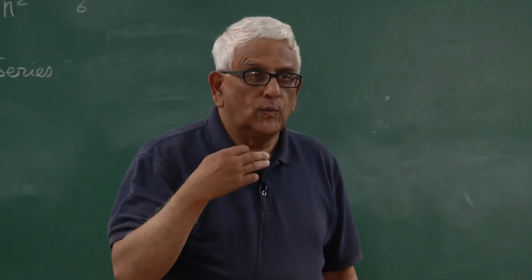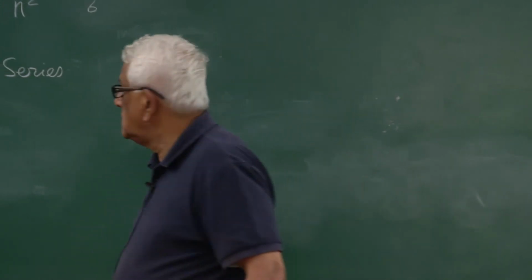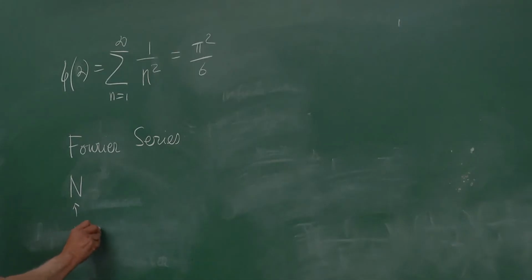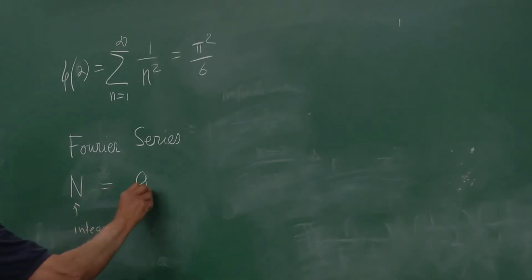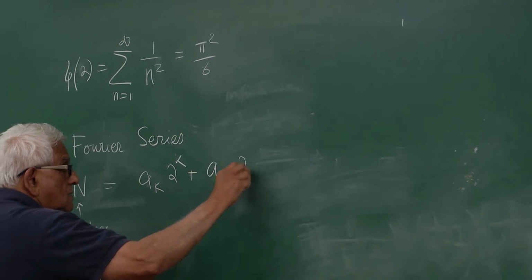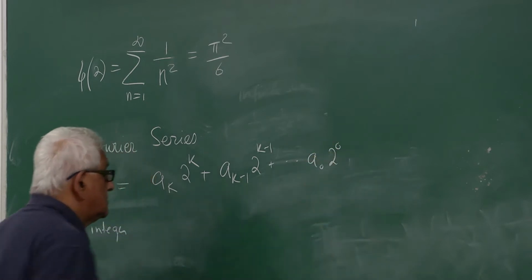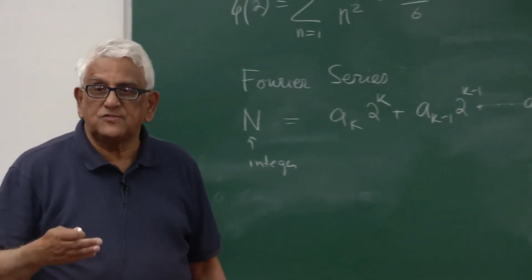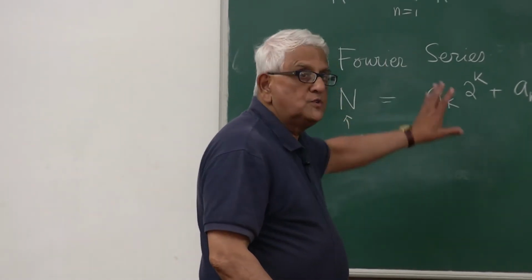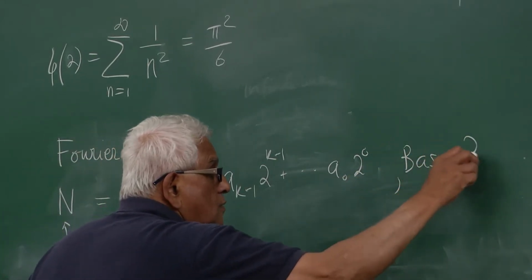When we first started these lectures, at the very beginning, we wrote down that any integer n could be written as a_k 2 to the power of k, plus a_(k-1) 2 to the power of k minus 1, and so on, down to a_0 2 to the power of 0. We call this a base 2 expansion of any number, and it is used in computers all the time.